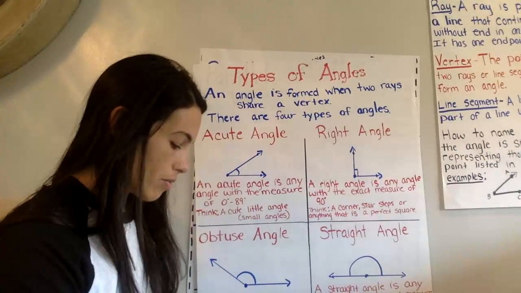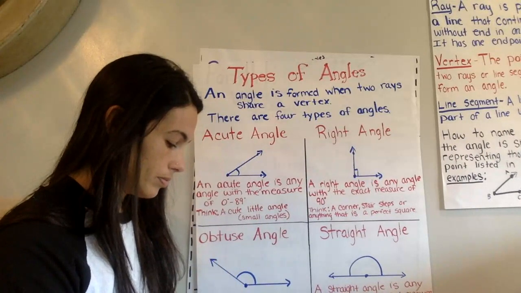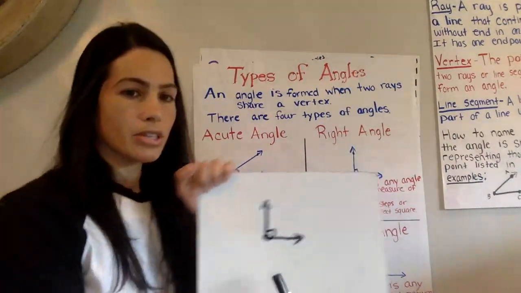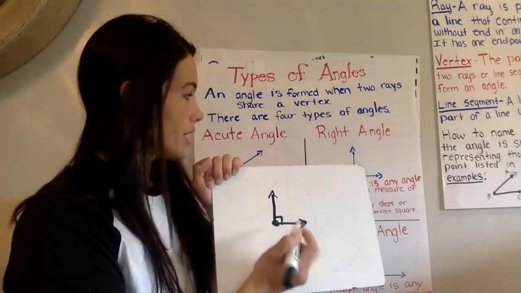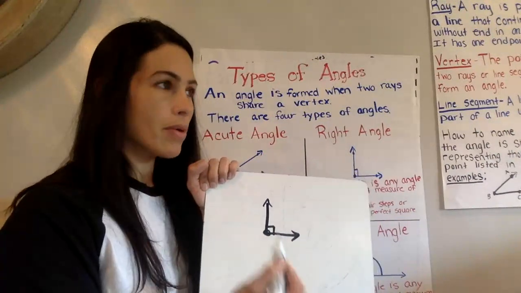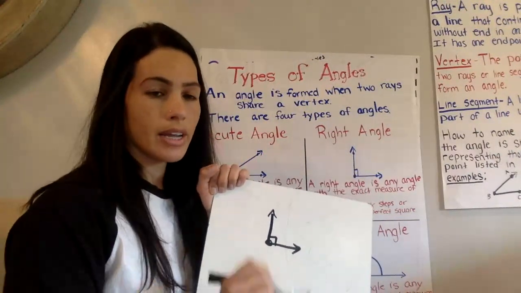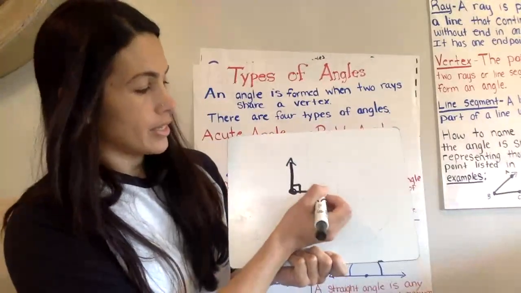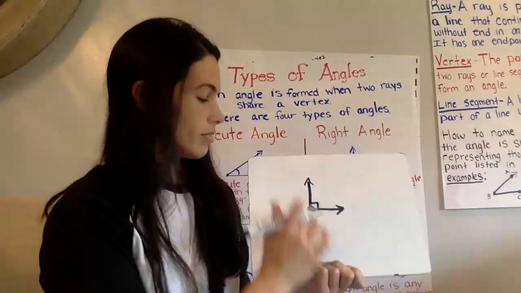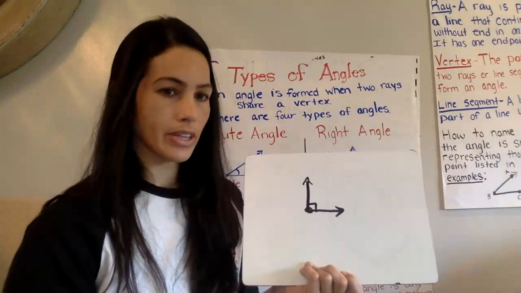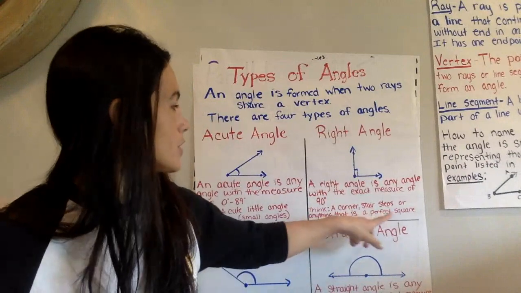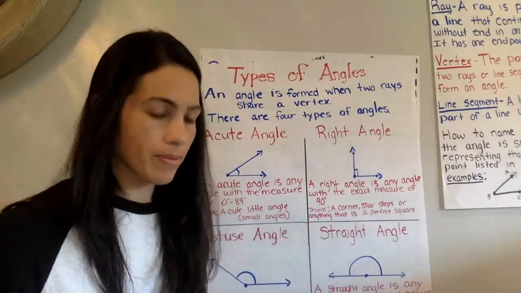Next, we had right angle. And that is just an angle with the exact measurement of 90 degrees. So if you were to measure it, no matter what, it would be 90 degrees. Not 91, not 89, 90 degrees. And you can tell by looking at it because it's like perfect. It looks perfect. Like a corner of a square, okay? That's how you think of it. Or you could think of corner, stair steps, or anything that is a perfect square.